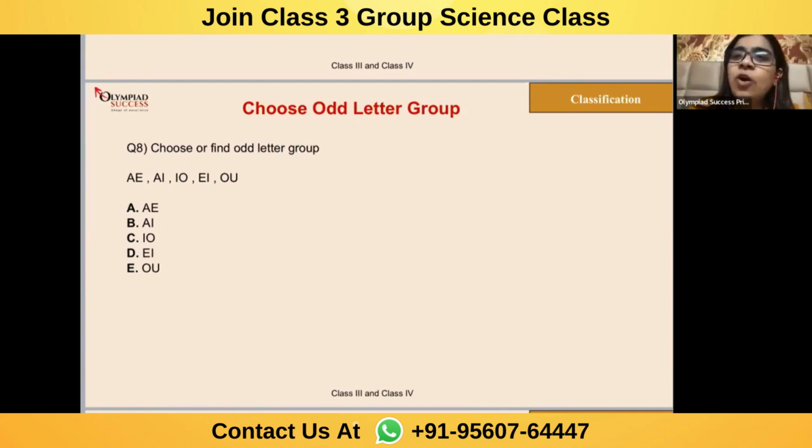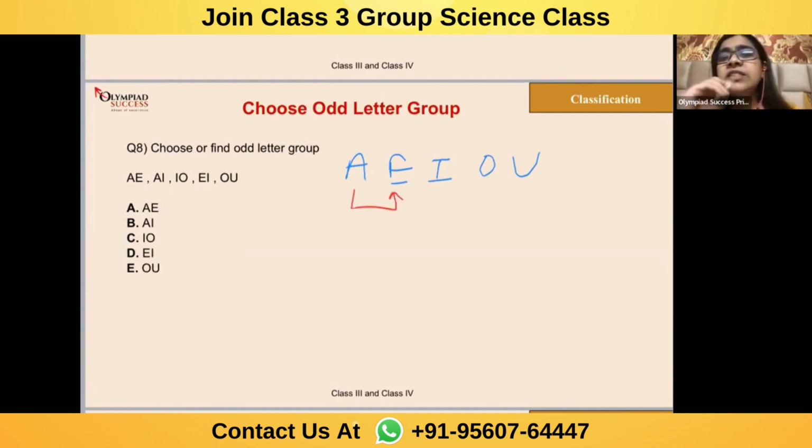A, E, I, O, U, all are vowels. Here, everything is a vowel only. So don't consider that something is a vowel and something is not a vowel. A, E, I, O, U are all vowels. Okay. Now, what's the right answer? The right answer is B. How?